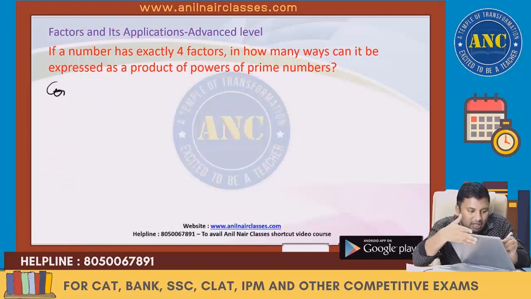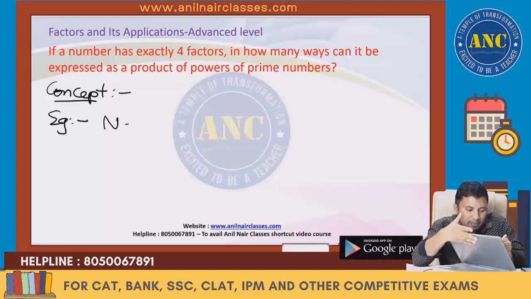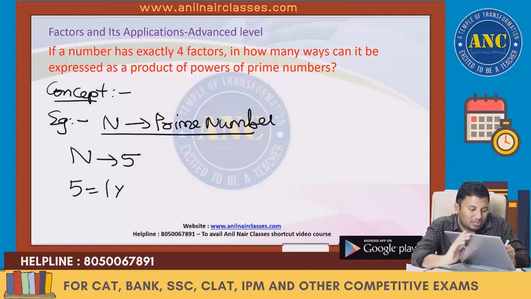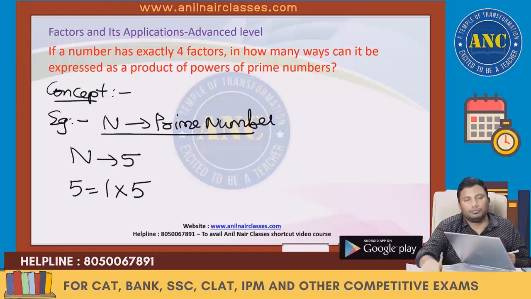Concept. Example 1. If the number is a prime number. Example 2. The number is a composite number. If it is 5, 5 can only be written as 1 into 5, because a prime number has got only 2 factors, that is 1 and itself.